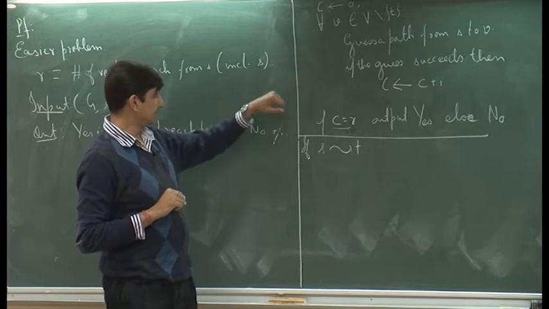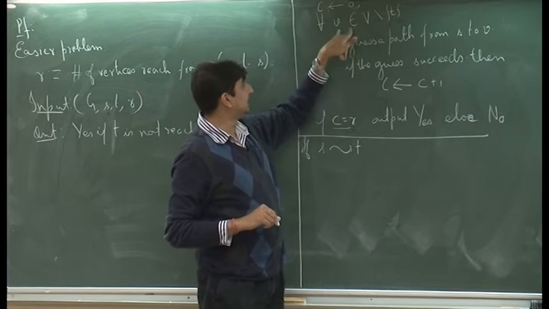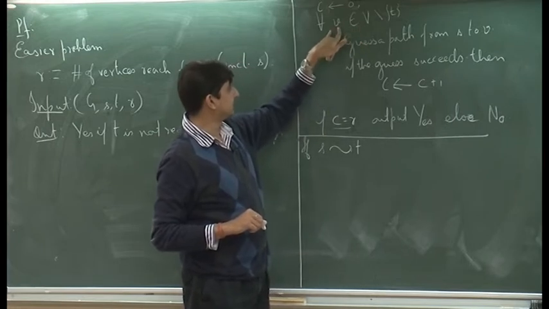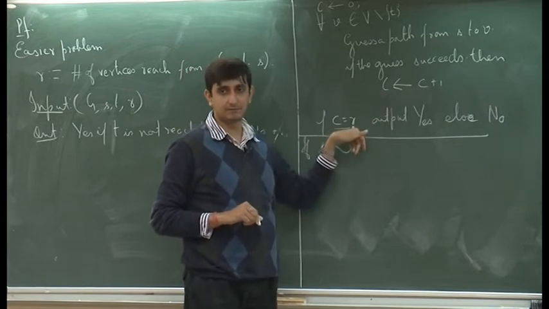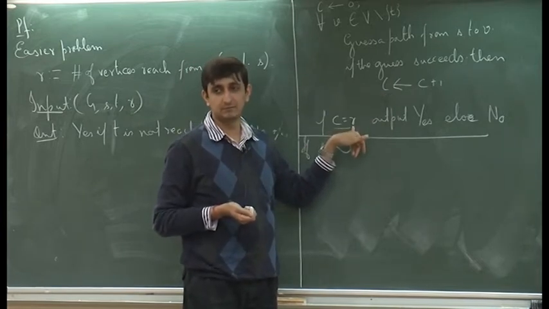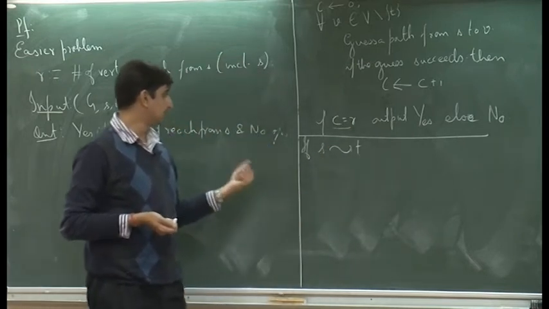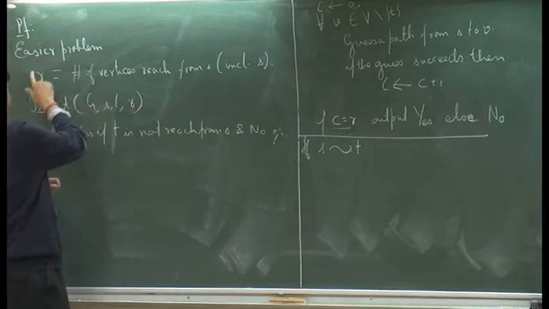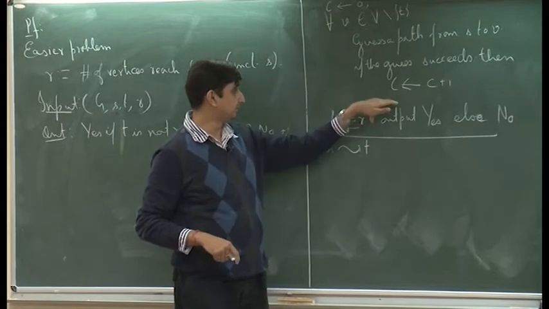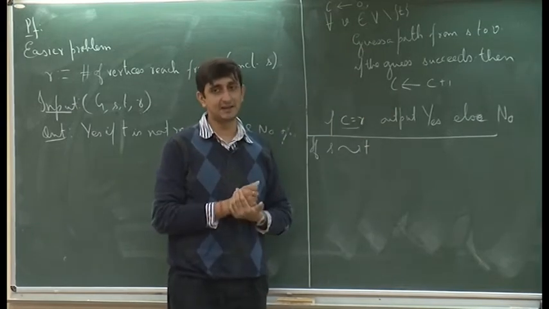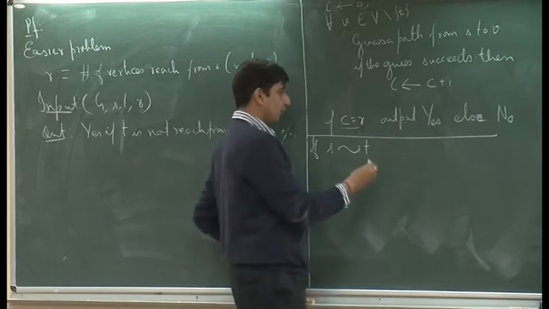Note that since I am not including T in the set of vertices that I am considering, this counter will never reach the value R along any path, right, because there is a path from S to T. So, T is counted within this value R, and since I am not including T, the counter C will always strictly be less than R. Clear? Therefore, I will always output no.